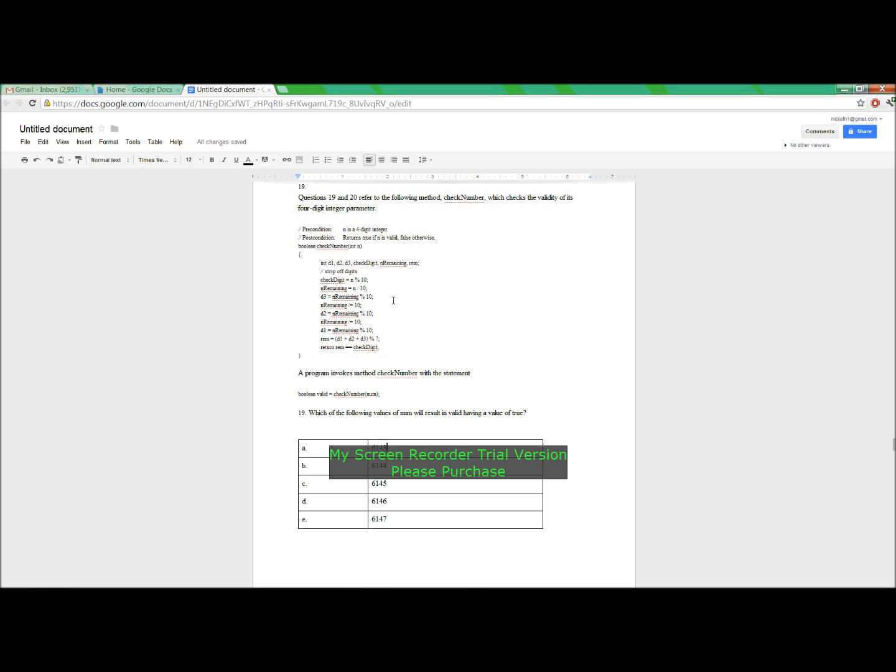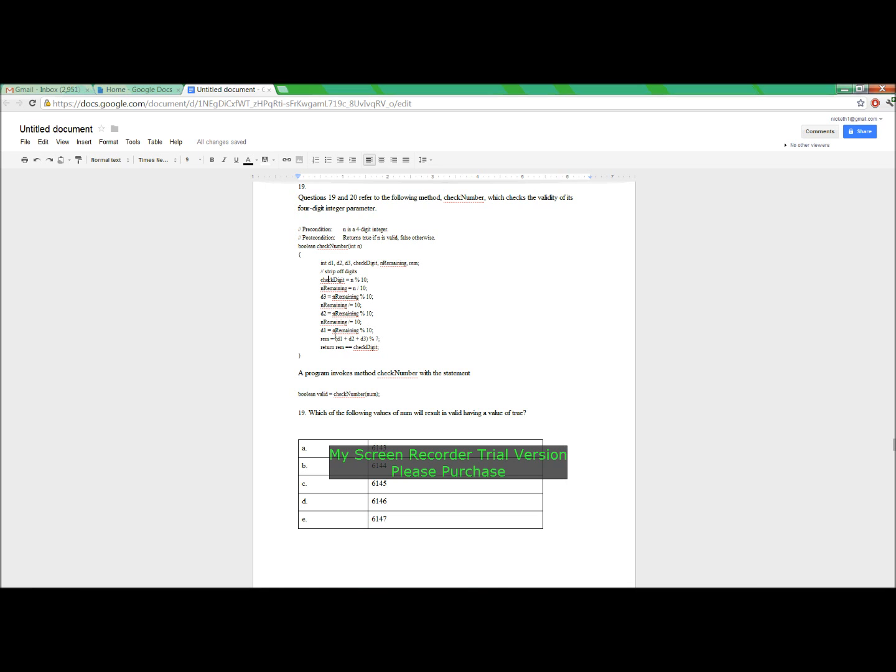So we have 6,143. So the check digit is 3 because we mod it by 10. We then divide n by 10 so that it's only 614. And then we do the same again. We just mod it. So d3 equals 4, and then it's divided by 10, so we're down to 61. And then d2, 1 goes in, d1, 6 goes in. So it's just 6, 1, 4, 3.